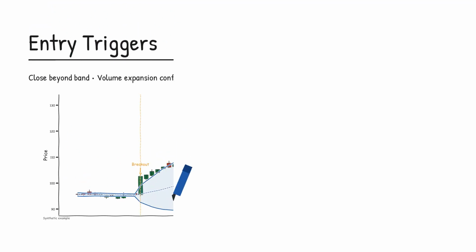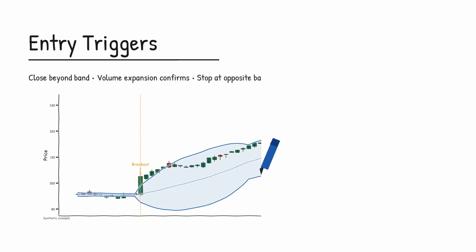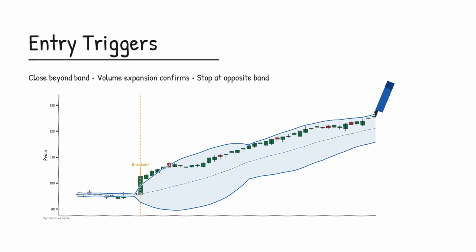Here's the worked entry. You wait inside the squeeze, then enter on the first candle that closes outside the band on expanding range and above-average volume. Stop goes just beyond the opposite band or the squeeze midpoint. For aggressive traders, a break of the prior swing high or low inside the squeeze is enough. Conservative traders wait for a retest of the broken band as new support or resistance before committing capital.